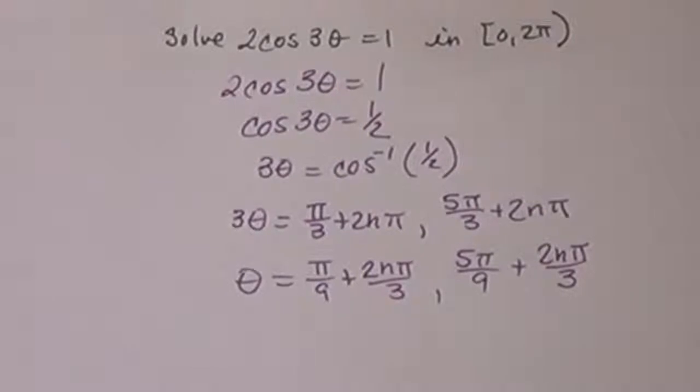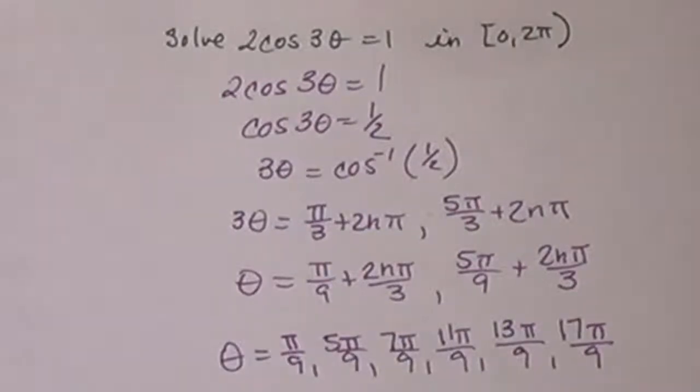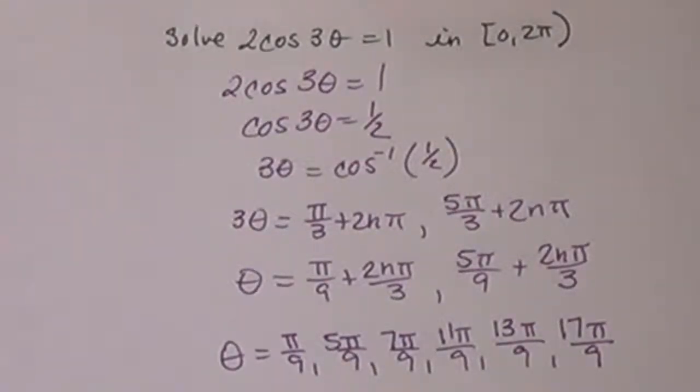Now, if we were looking for all solutions, we'd be done. In this case, again, we want the values that are between 0 and 2 pi. So here, we're going to look at our n values, plug in, and only list the ones that are between 0 and 2 pi. So theta will equal pi over 9, 5 pi over 9, 7 pi over 9, 11 pi over 9, and 13 pi over 9, and 17 pi over 9.